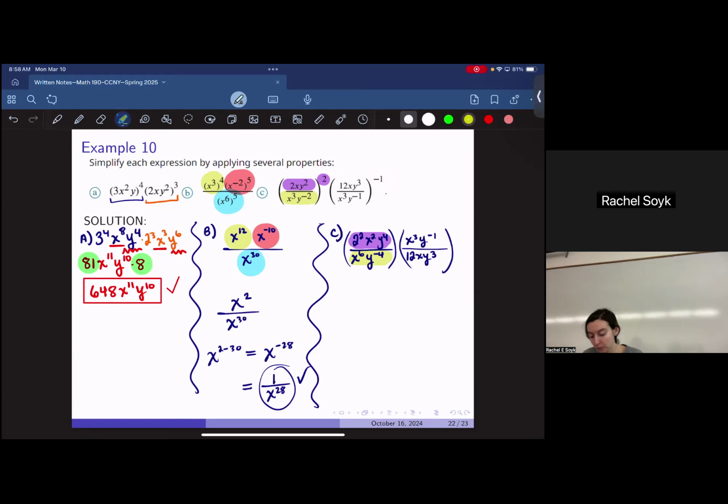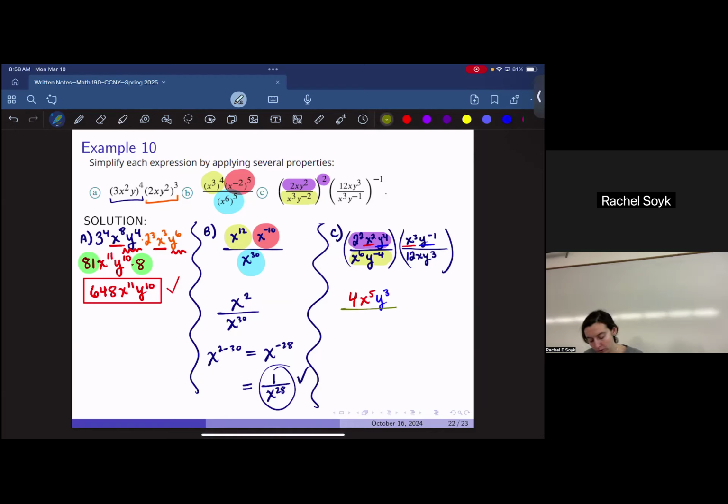And now let's see if we can combine some terms. So in our numerator, 2 to the second is just 4. We have an x to the second, and we have an x to the third. Add the exponents, and we get x to the fifth. Then we have a y to the fourth and a y to the negative 1. Add the exponents, and now we're at y to the positive 3.